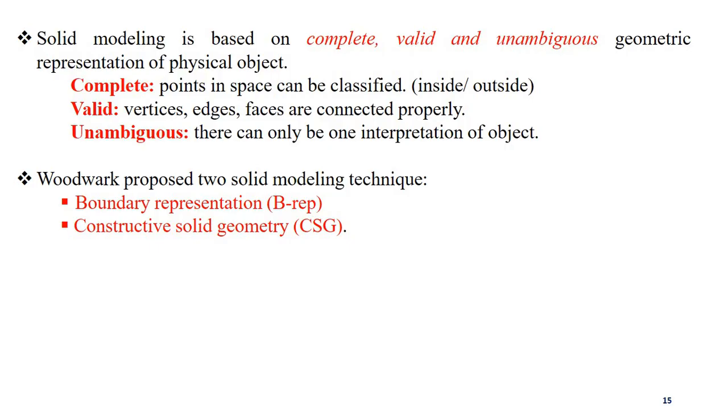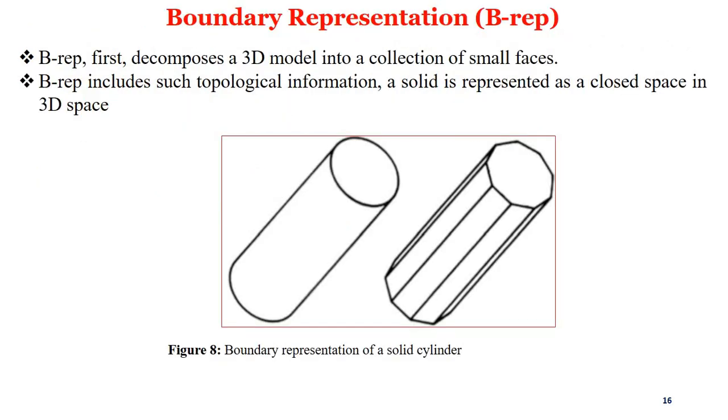So scientists have proposed two solid modeling techniques: boundary representation, B-Rep, and constructive solid geometry, CSG. In the B-Rep process, we have to decompose our solid model into small pieces. So B-Rep includes topological information, as a solid is represented as a closed space in 3D space.